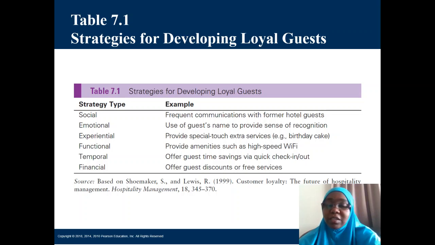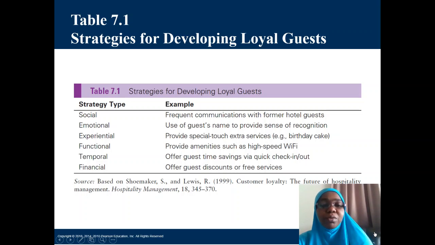There are different strategies as shown on the slide. You can see the social, emotional, experimental, functional, temporal, as well as financial. In terms of social, it could be in the form of frequent communication with former hotel guests. Once you lodge and they have your data, maybe your name, your phone number, and so on, they might call to check on you, to ask, okay, when next are you visiting our hotel? Things like that, or when next will you need our service?